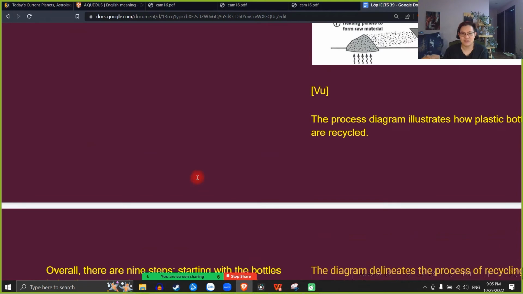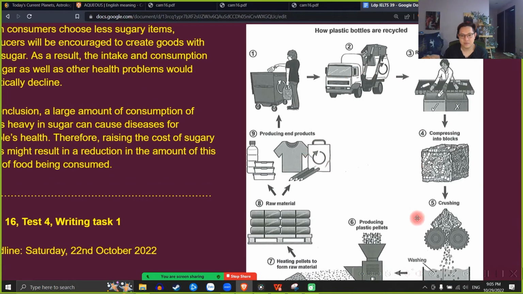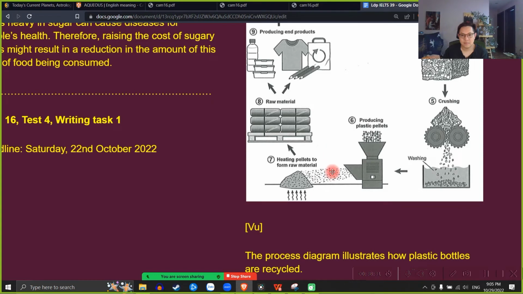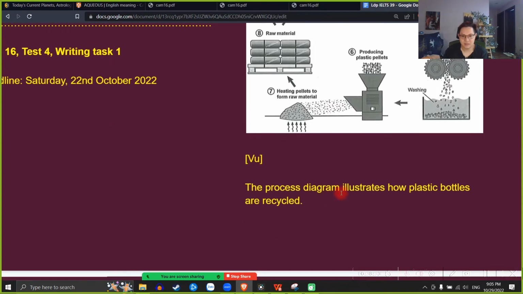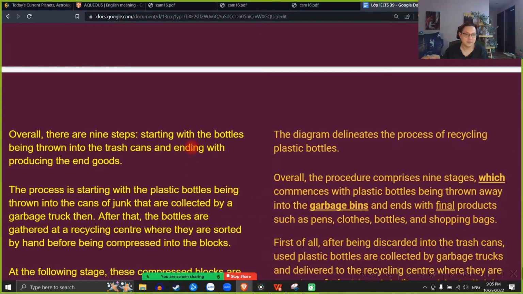Now, okay, so let's come to Mr. Vũ now. Let's hope he does things well. Process diagram. Cái này nó là cái hình vẽ diagram luôn. Mà cái process cũng được nhưng mà lặp lại từ thì không nên. You should not repeat the same words like this, I think. Let's just say the diagram illustrates how plastic bottles are recycled. Okay, overall there are 9 steps starting with.